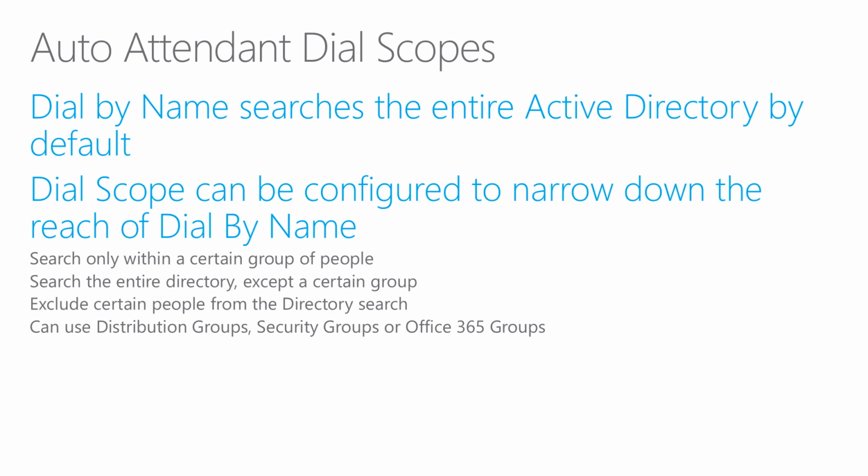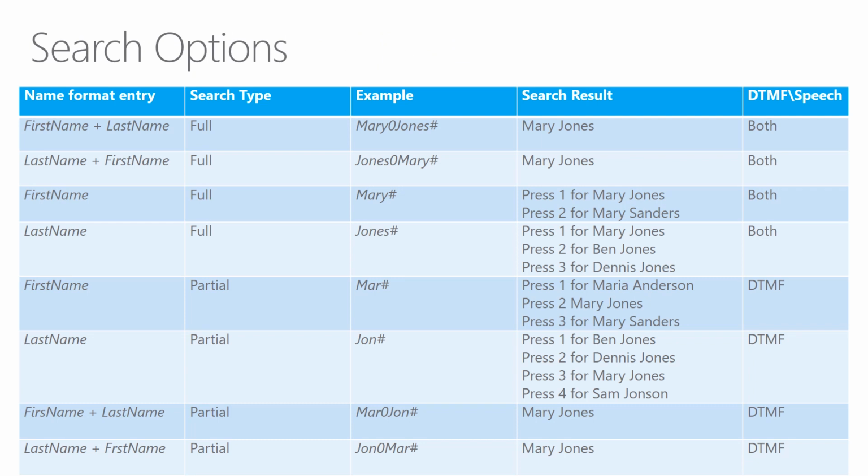So dial scopes. Dial scopes are something you should definitely configure. A dial scope determines the search area for your auto attendant. If you set up your dial scope correctly, this will prevent people from dialing in and finding your CEO and being redirected to your CEO. You can either exclude a group using a dial scope or only include a specific group. Some of the search options that you have are displayed here for both speech and DTMF.